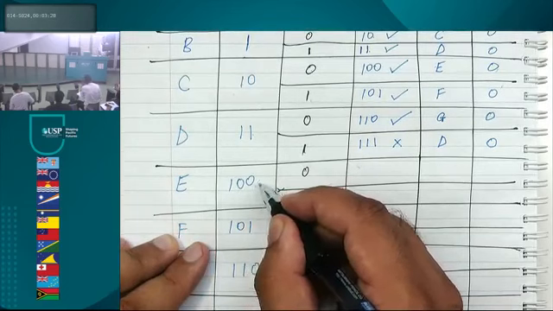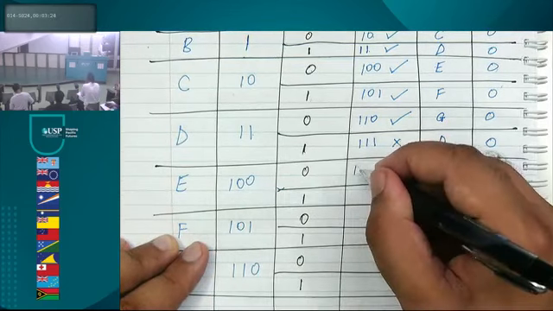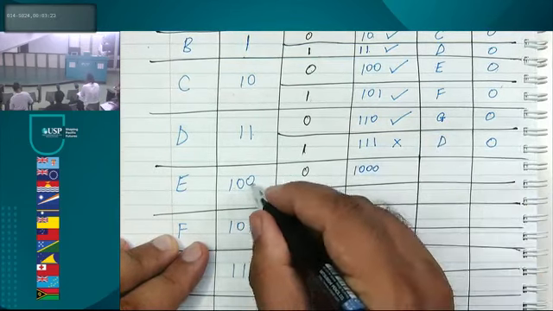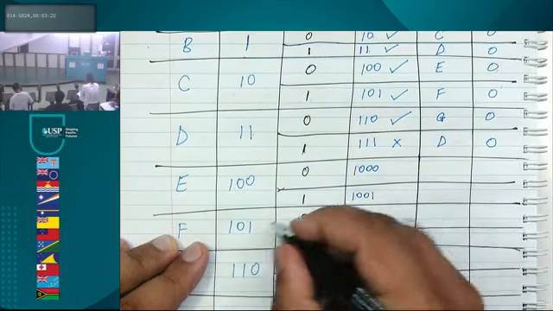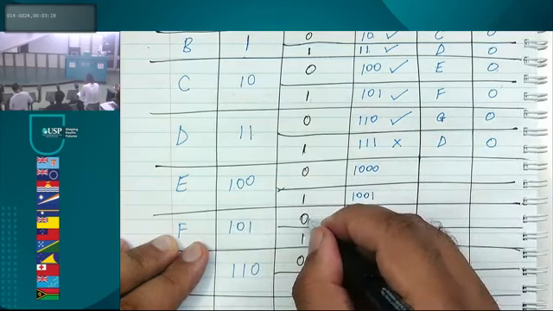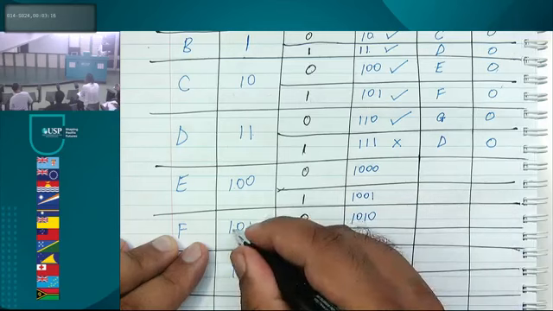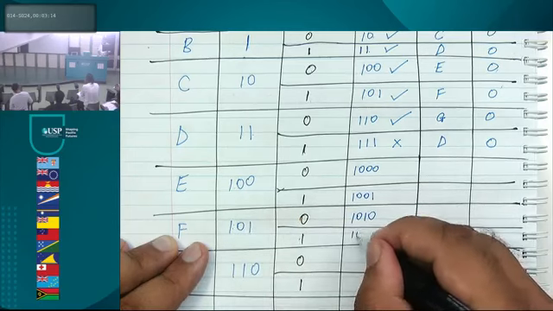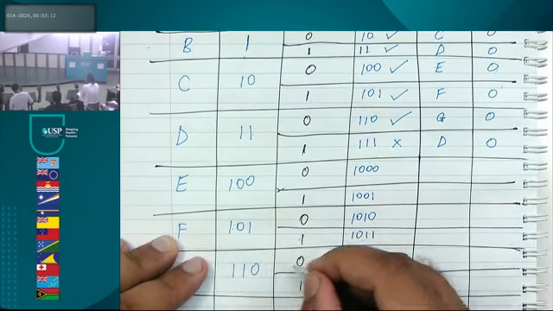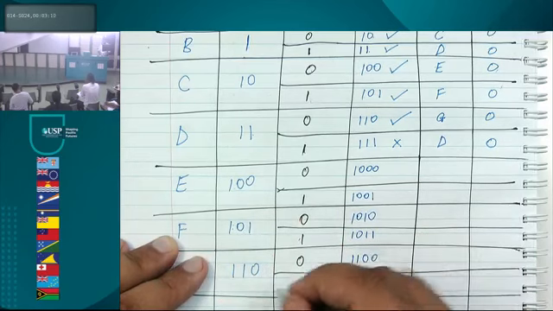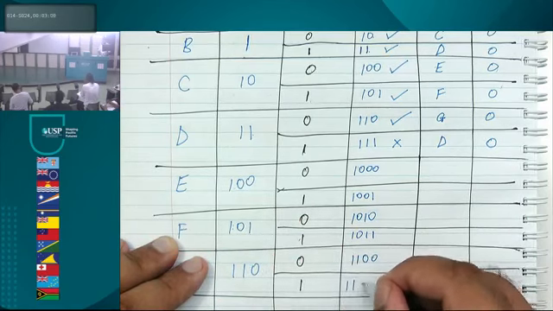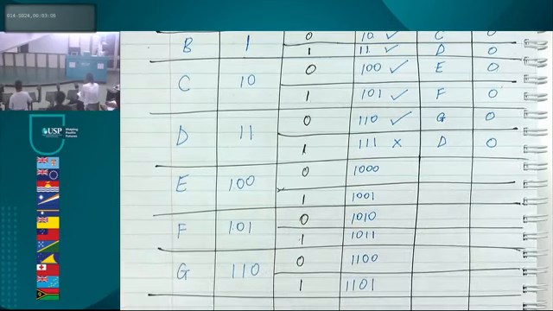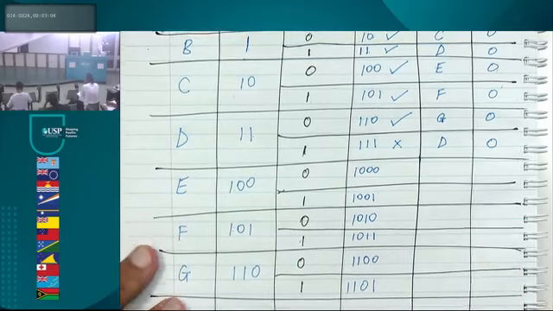Now, is the final countdown. 1, 0, 0 together with a 0 becomes 1, 0, 0, 0. 1, 0, 0, 1. 1, 0, 1, 0. 1, 0, 1, 1. 1, 1, 0, 0. 1, 1, 0, 1. All right, now let's go through the list.